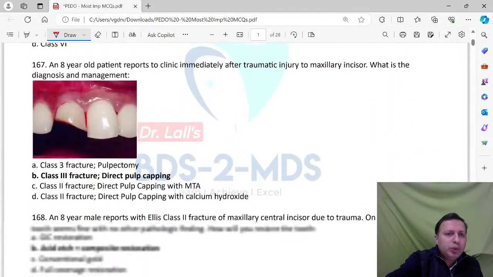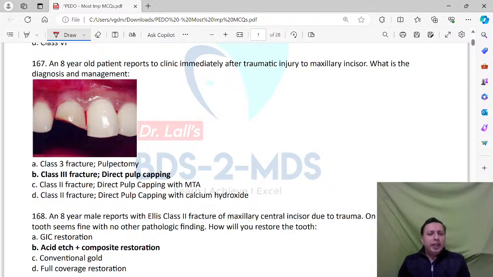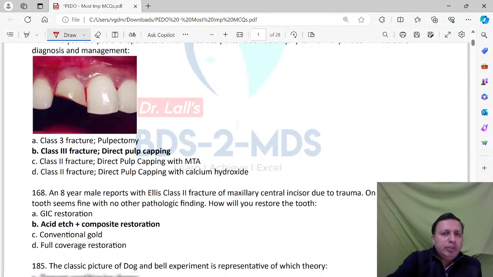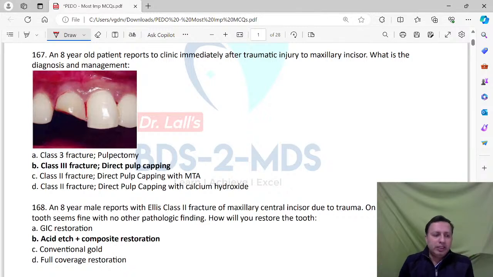Now moving on to the next question, where they are asking you that an 8-year-old patient reports to the clinic immediately after a traumatic injury to the maxillary incisor. What is the diagnosis and the management of this case? Now, if you see, the age of the patient is 8 years, okay, and the tooth involved is the maxillary incisor. So I have told you in the lecture also that whenever you are getting cases related to traumatology or pediatric endodontics, 99% of the time you will be getting a clinical question. Very rarely they'll give you a direct question.